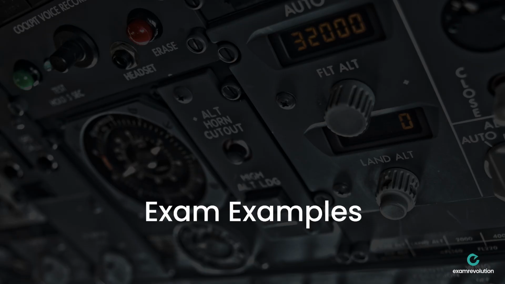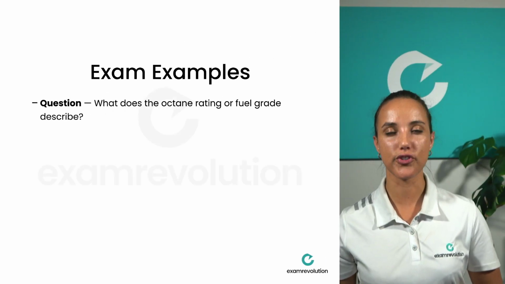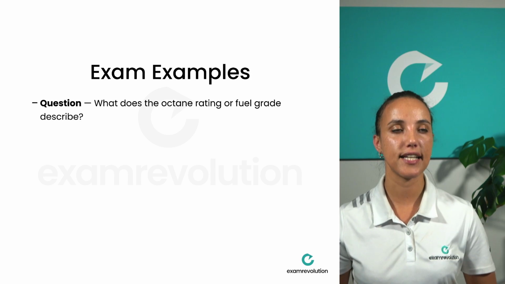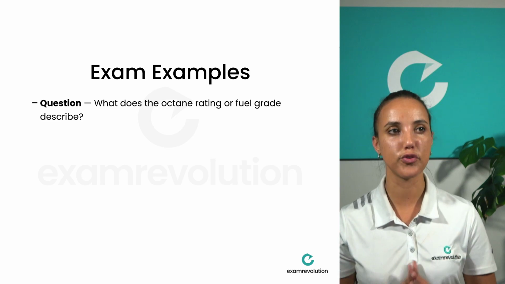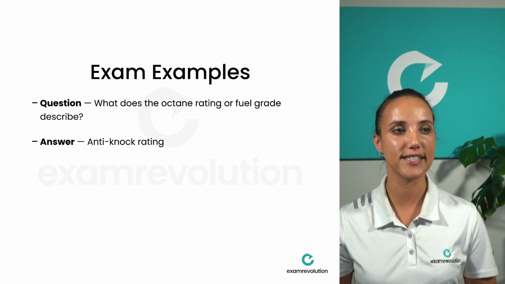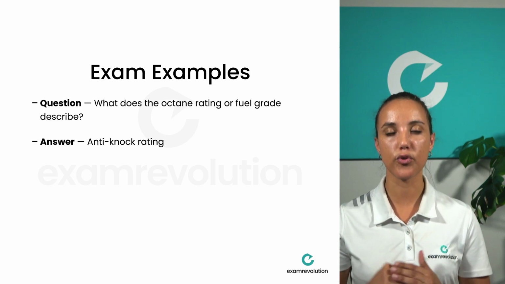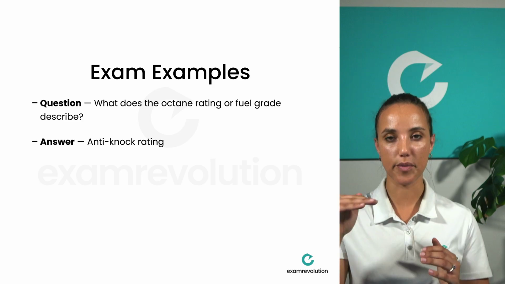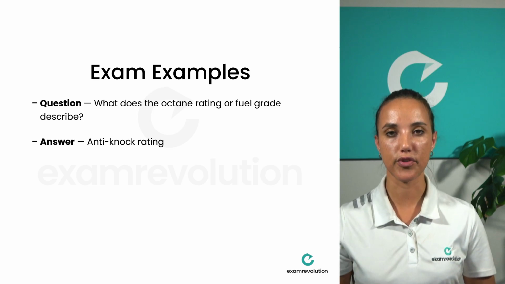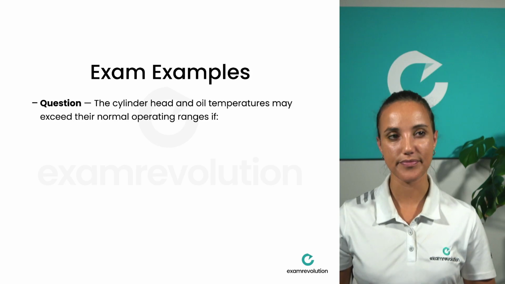Let's have a look at a few exam examples now. What does the octane rating or fuel grade describe? Remember, this is the amount of compression that the engine can compress the fuel to before it ignites. The answer they're looking for is the anti-knock rating. You don't want the fuel to ignite before the piston reaches top dead center, so if you have a low octane, it will ignite before the piston reaches its proper top dead center position.